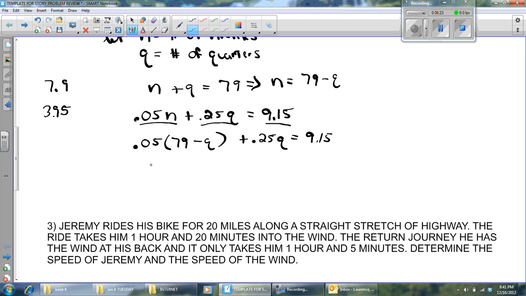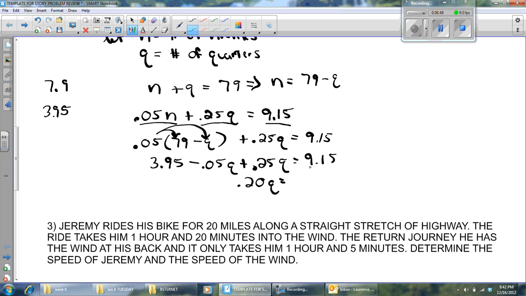So I'm going to distribute here, and this is where I'll get the 3.95. I'm going to add negative 0.05q plus 0.25q, and that equals 9.15. Combining like terms is going to get me 0.20q, and if I subtract 3.95 from here, I'm going to get $5.20, right?